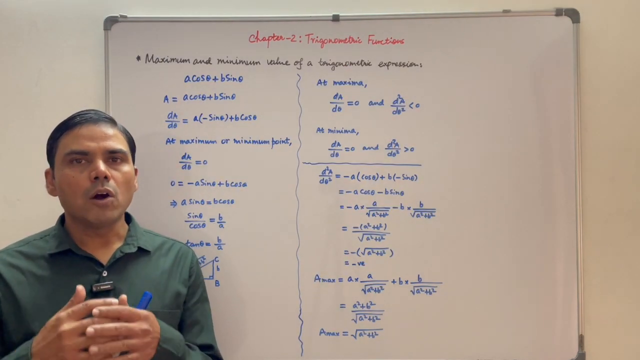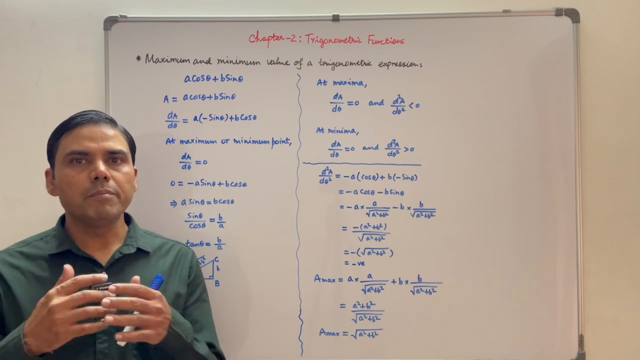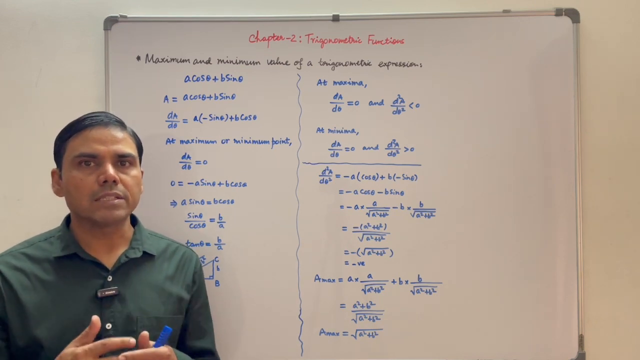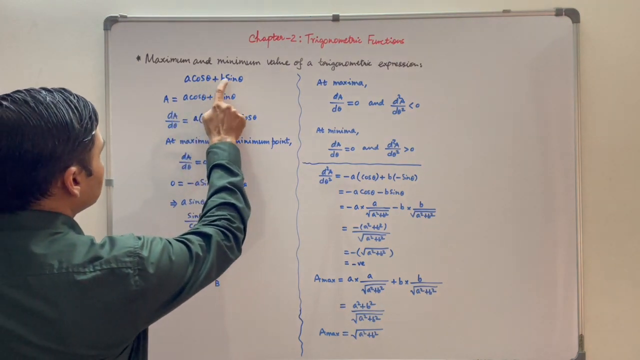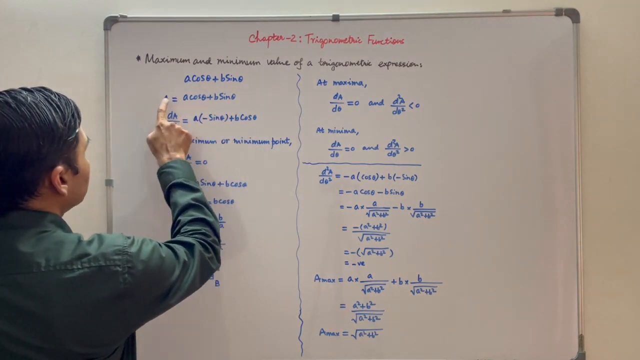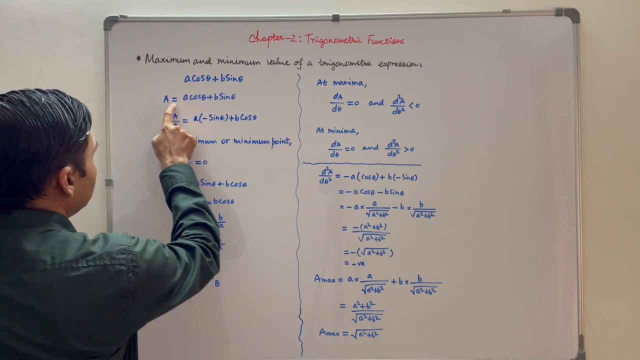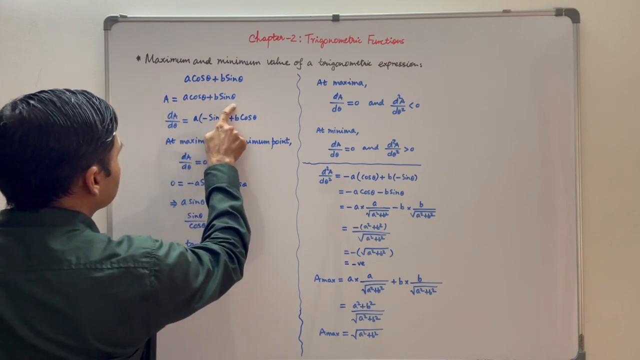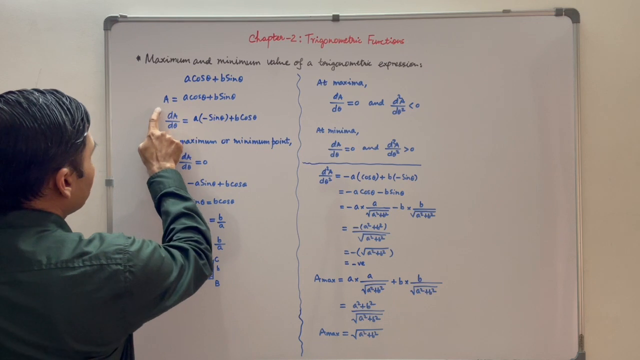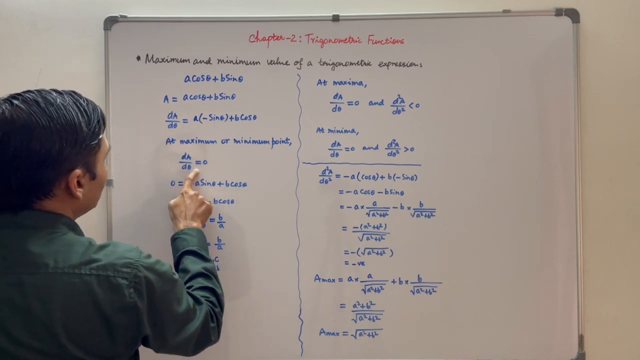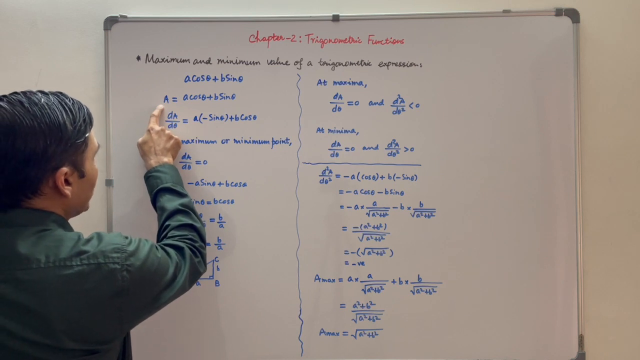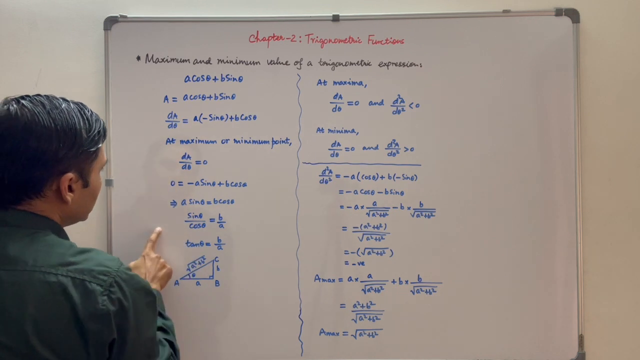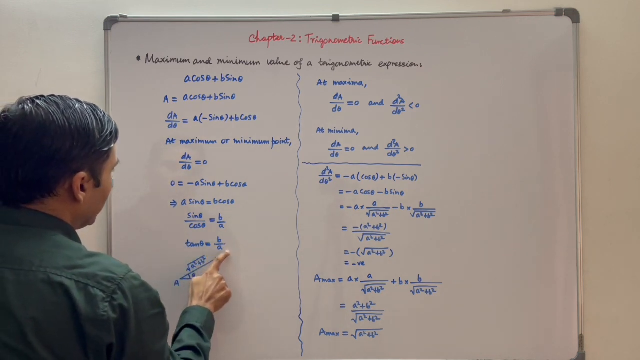Now let us see how to find out the maximum and minimum value of a trigonometric expression. Suppose the trigonometric expression is a cos theta plus b sin theta. Equate that to capital A. So capital A is equal to a cos theta plus b sin theta. Do dA upon d theta and equate that to 0, because we know that at a maximum or minimum point the slope of the tangent will be equal to 0. That gives tan theta is equal to b by a.